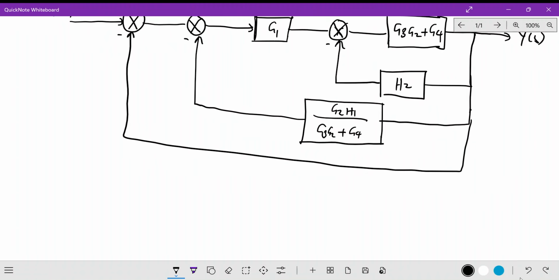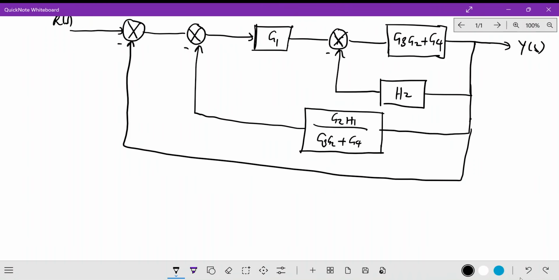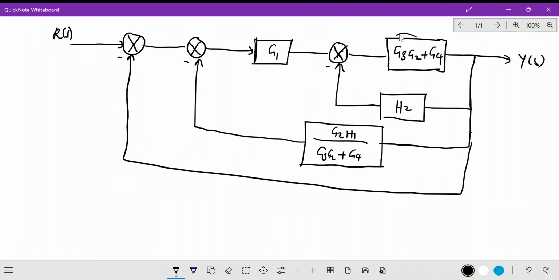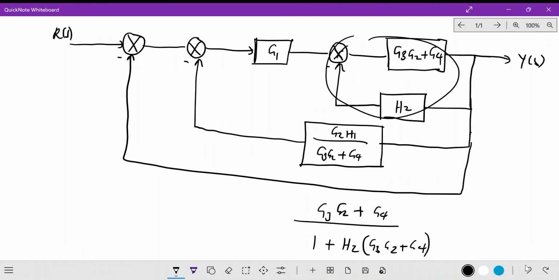Okay. So I have a negative feedback there. So what's the negative feedback? How do you simplify it to be this guy divided by 1 plus the product of this and this, right? Don't forget, negative feedback. You're going to have G3, G2 plus G4 divided by 1 plus H2 times the product of that, right? Which is G3, G2 plus G4. So this is what we're going to end up having here after simplifying that, right?